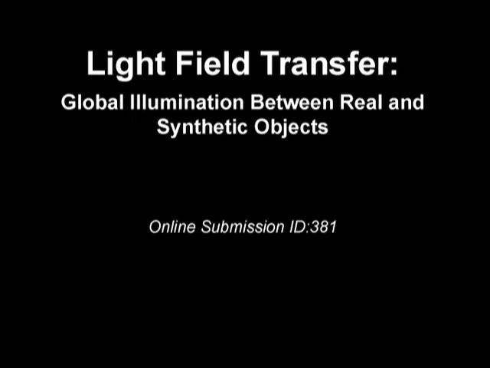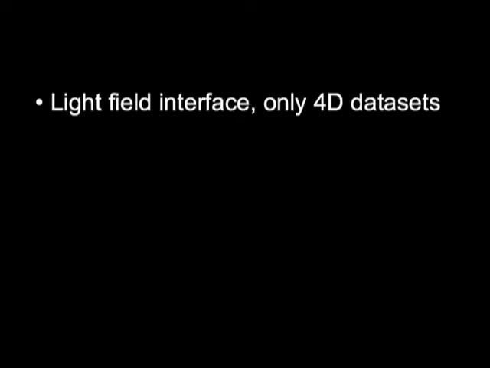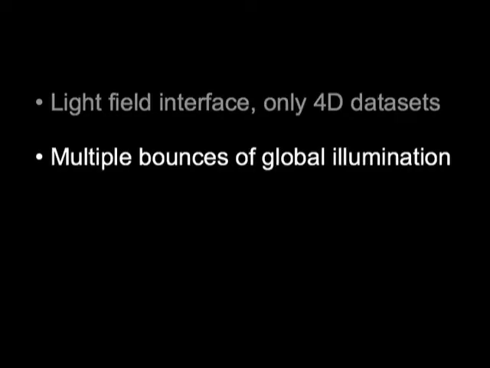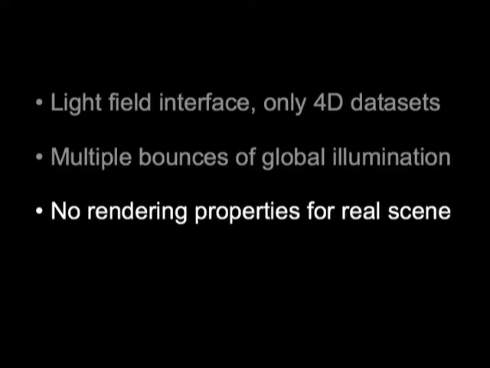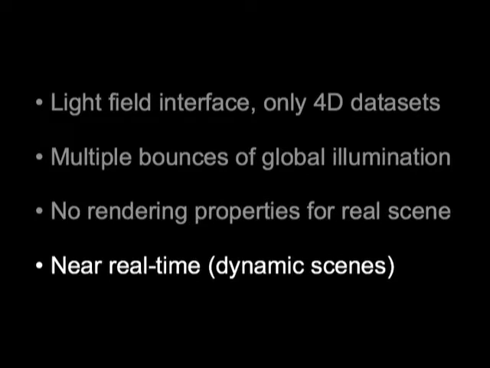We present a new image-based method called light field transfer for compositing real and synthetic objects in the same scene with near-field lighting. By using a light field interface, which requires only 4D datasets, we provide multiple bounces of global illumination without the need for a model of the rendering properties of real objects. We can support dynamic scenes because our method can be performed in near real time.